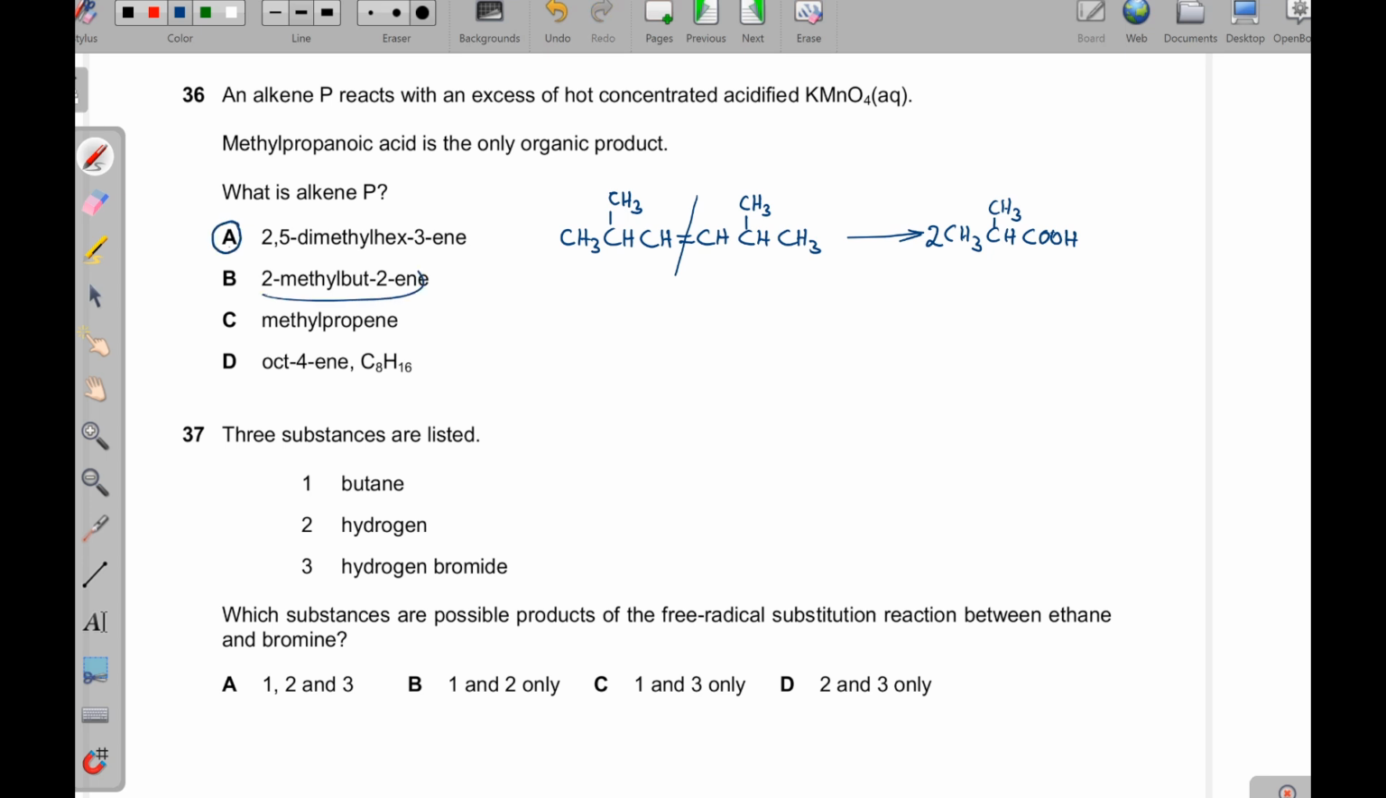But now let's look at B. 2-methylbut-2-ene. So but-2-ene is 1, 2, 3, 4. So we are going to have a double bond here. Then there will be a hydrogen here. There will be a hydrogen there. Let me make it a little bit better.